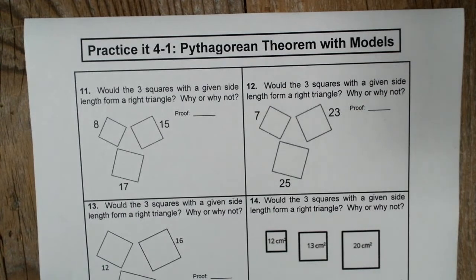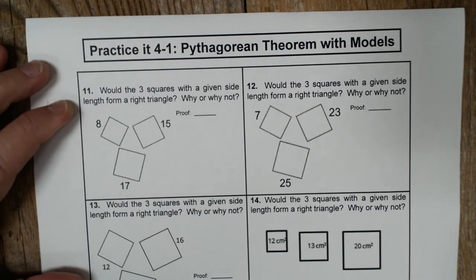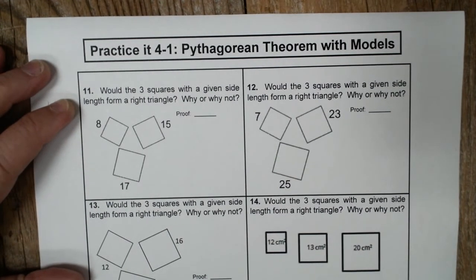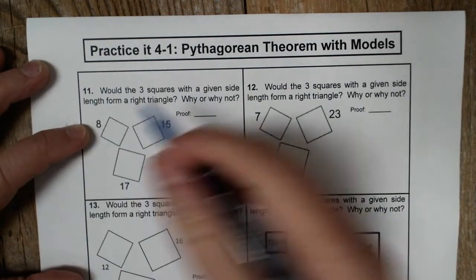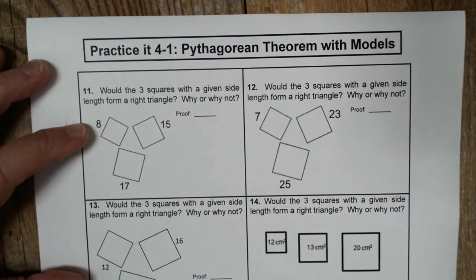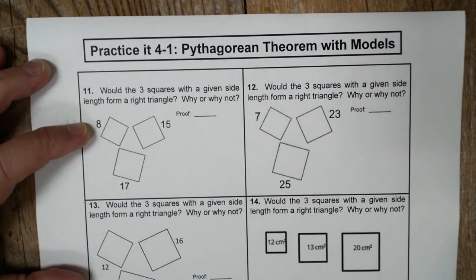Would the three squares with a given side length form a right triangle? Why or why not? What I'm going to do from the first one, it says the sum of the area of the two smaller squares, if it equals the larger area, then it'll form a right triangle.